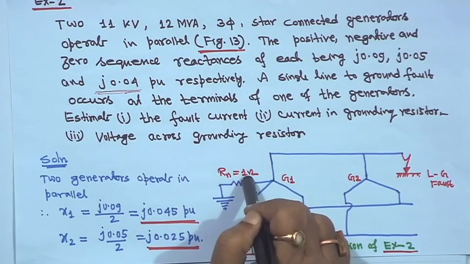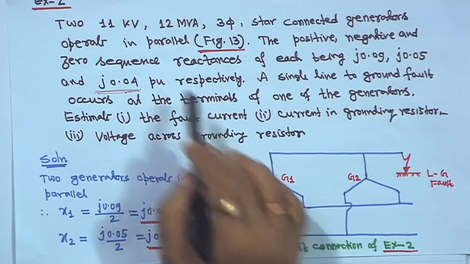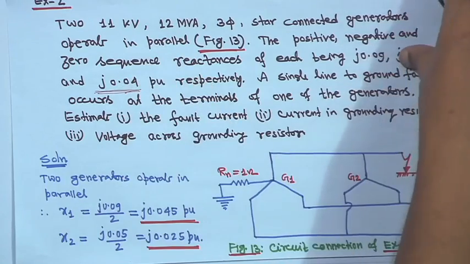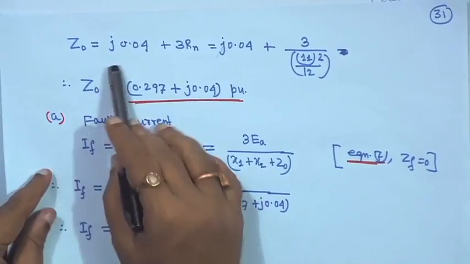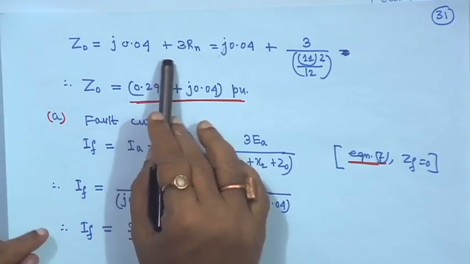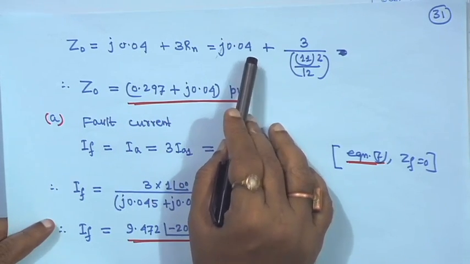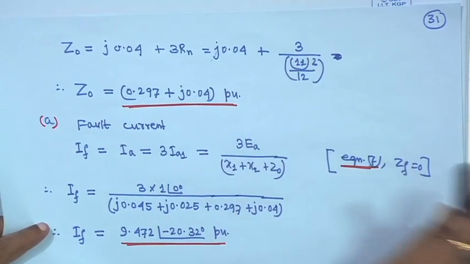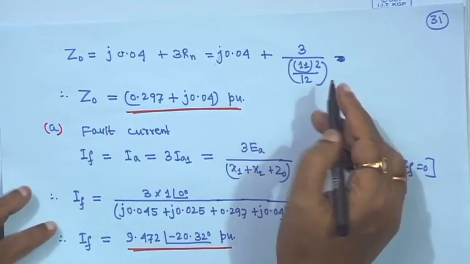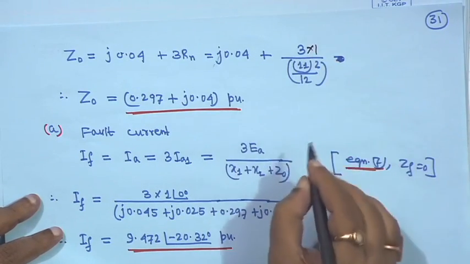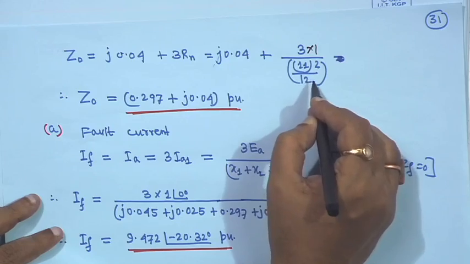So, this 1 ohm we have to convert to per unit values on its machine rating, that is, the machine base we will take. In that case Z0 is given as j0.04 plus 3Rn, all these things we know. So, it is 3 into 1, because Rn is equal to 1 ohm, and it is in kV, divided by base impedance.